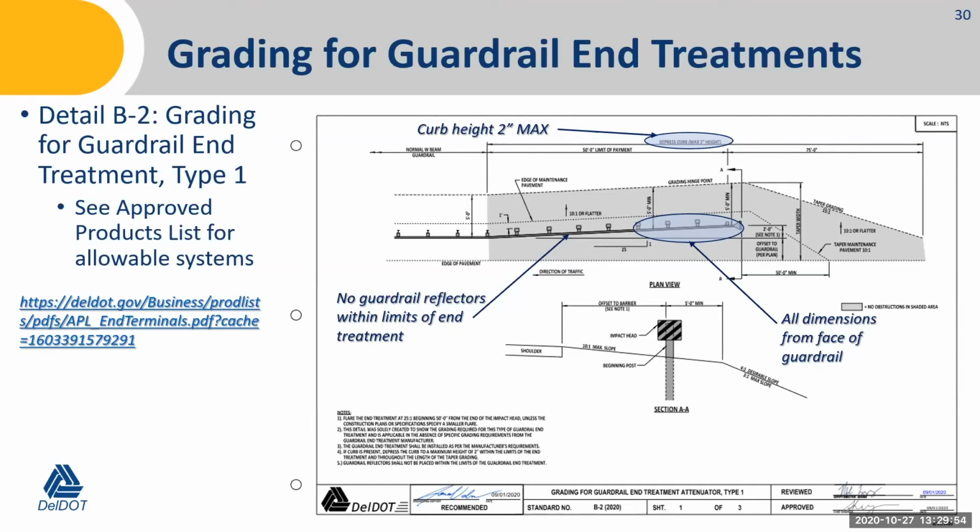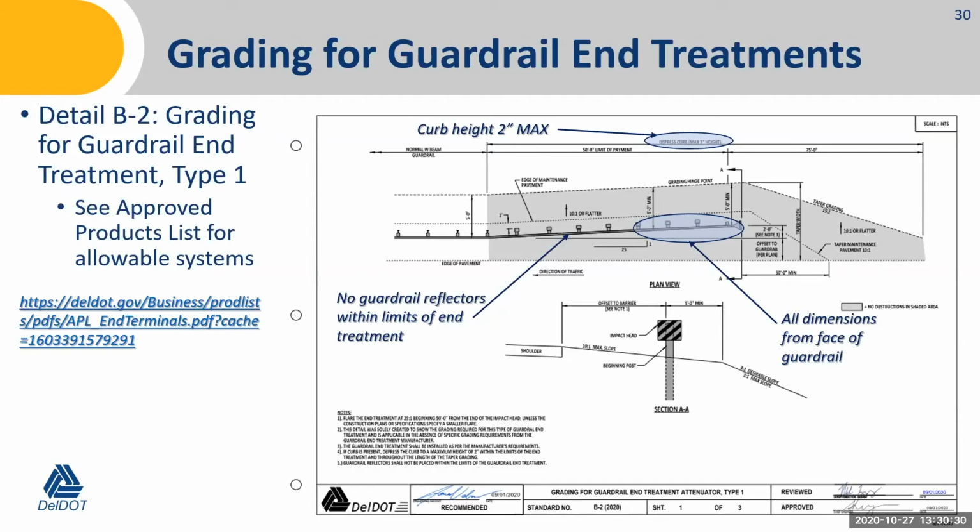This detail shows the grading requirements in advance of the end treatment and within the payment limits of the end treatment. It's a 50-foot payment limit as far as the end treatment goes, but there are 75 feet of advance grading requirements in advance of the end terminal. A couple things to note here. We have a curb height within the limits of the grading of no more than 2 inches. And there are no guardrail reflectors within the limits of the end treatment. The guardrail reflectors are installed beyond the limit of payment of your end treatment.